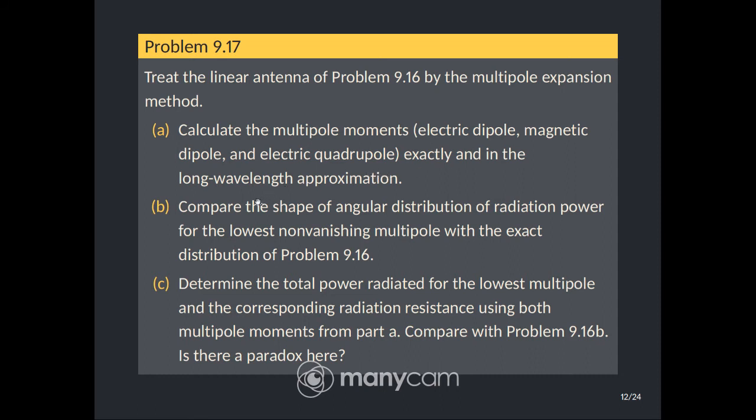B, compare the shape of the angular distribution of radiation power for the lowest non-vanishing multipole with the exact distribution of problem 9.16. And problem C, determine the total power radiated for the lowest multipole and the corresponding radiation resistance using both multipole moments from part A, and compare with problem 9.16b. Is there a paradox here?